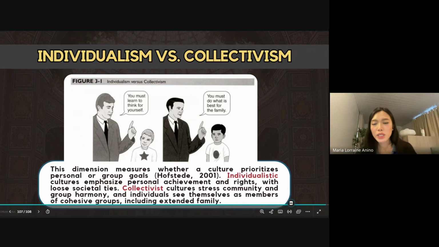Now, as Filipinos, we often lean towards collectivism. For example, many of us choose engineering, or many of you choose engineering because you believe, financially speaking, it would help you help your family, even if it is not your dream.